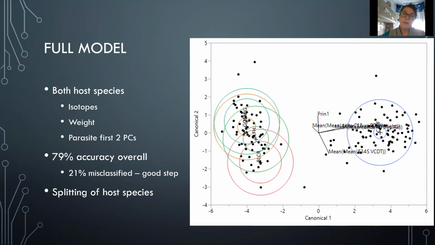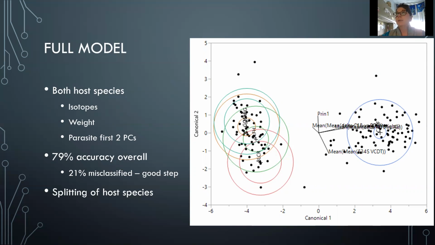So the full model includes both host species. We have cormorants and scaup in here. And this one includes isotopes, the weight of the host, and the first two principal components for the parasites. And so we went from having a 71% accuracy to 79% accuracy. So we had another pretty good jump. Only 21% of the birds are now being misclassified. So this is a pretty substantial and good step.